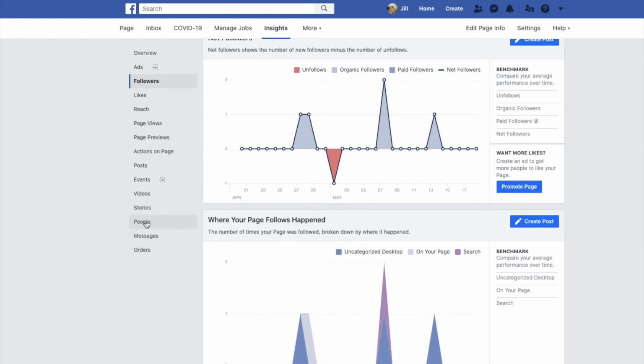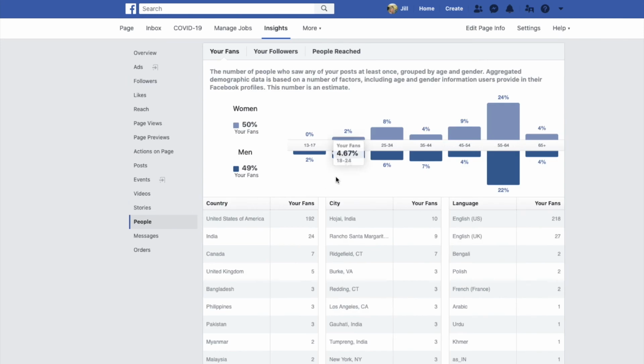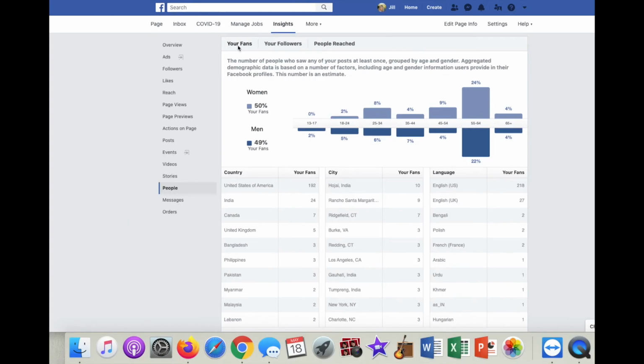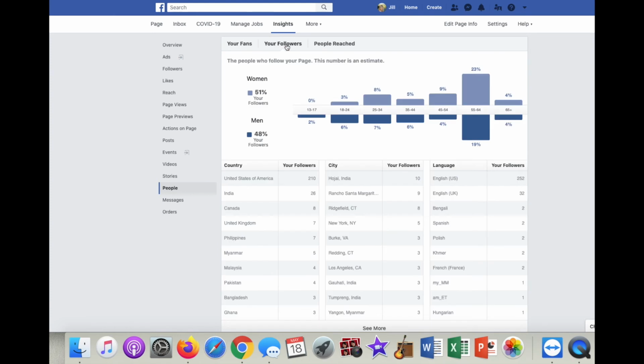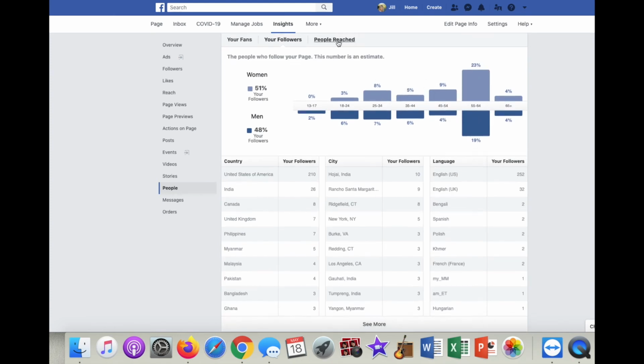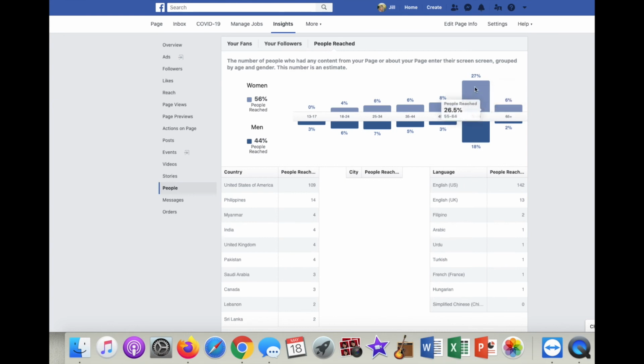The other nice thing you can do when you click on the people tab is you can find out if it is men or women. Mine's a really even split. This is really cool because what you can learn here is the age of your audience. Now fans is people who like your page. And we can see that the largest number of people who like my page are between 55 and 64 years old. And then if we go to followers, same thing. And people reached, let's take a look at that. Same thing.